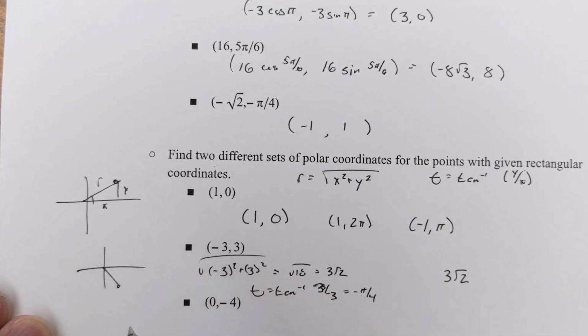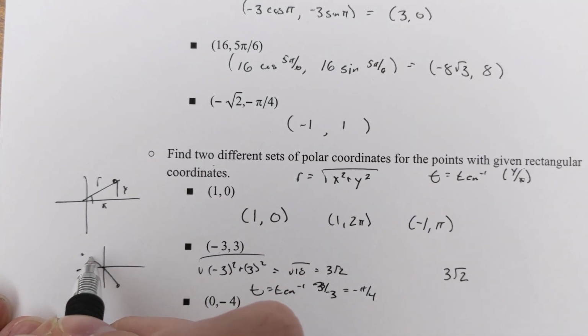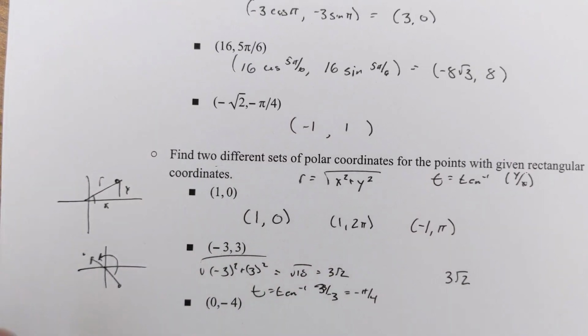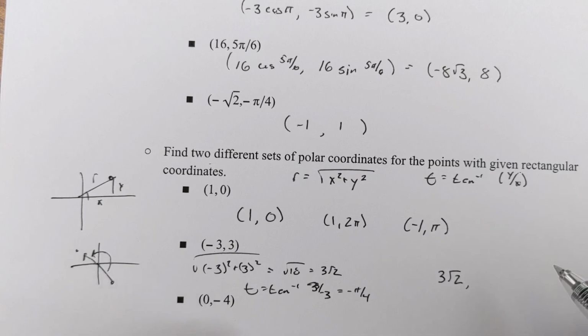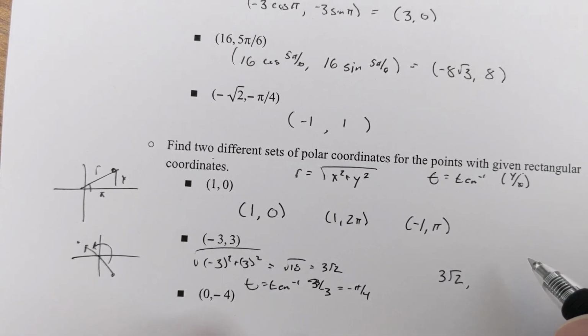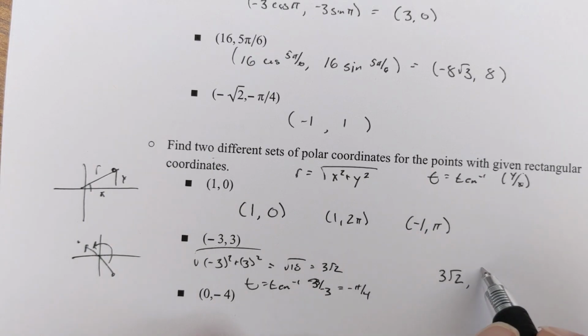But negative pi over 4 is down here. Your point is up here, so I have to add 180 to it to get it back to where it's supposed to be. So the actual angle is, I just lost where it was. That plus 180, so plus pi, so that's going to be 3 pi over 4.